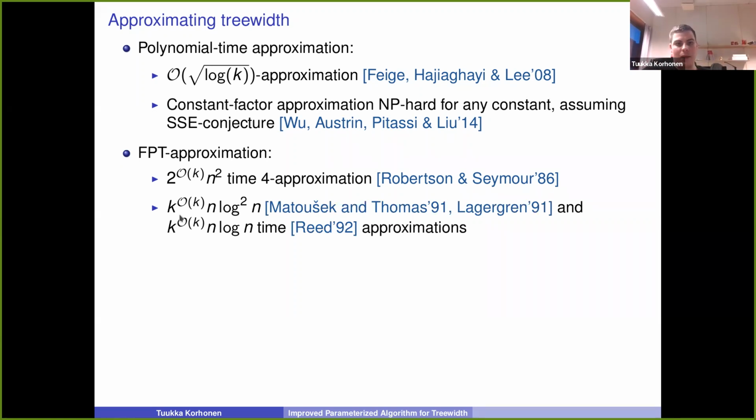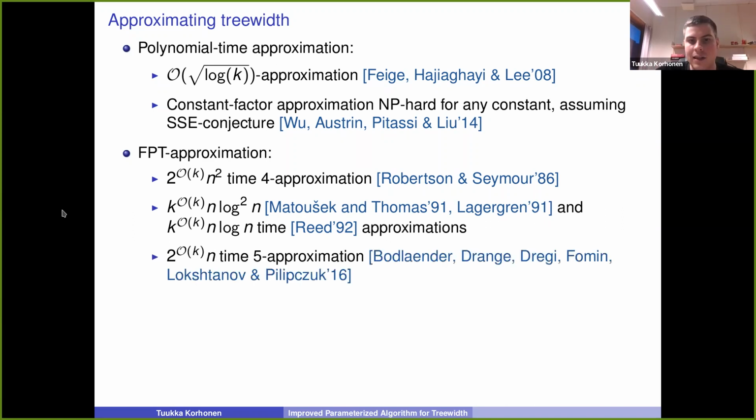Some people improved this dependency on n, like Matoušek and Thomas, and Reed, in the start of the 90s. And then there was an important result by Bodlaender, Drange, Dregi, Fomin, Lokshtanov and Pilipczuk, who gave a 5 approximation in time linear in n times exponential in a linear function of k, in 2016. And I improved this approximation to a 2 approximation two years ago. Actually the techniques from my 2 approximation are developed even further in this paper of me and Daniel, so this can be seen as a continuation of this work in some sense.